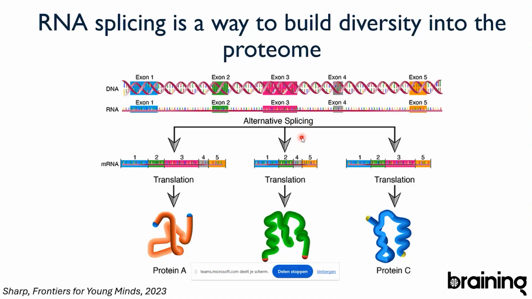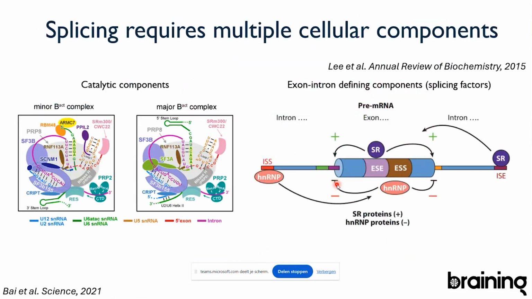So alternative splicing is in some way a manner to build diversity into the proteome with the same genome. You start from the same gene, you have the same pre-mRNA, but you can get many different proteins from the same mRNA. And that's what you see here, right? You get a protein A, a protein B, a protein C coming from the same RNA. And this is something that I'm very interested in, this process that we call alternative splicing, right?